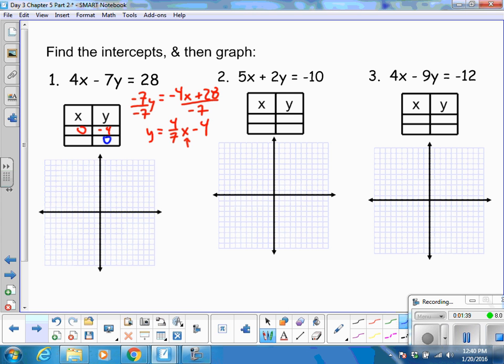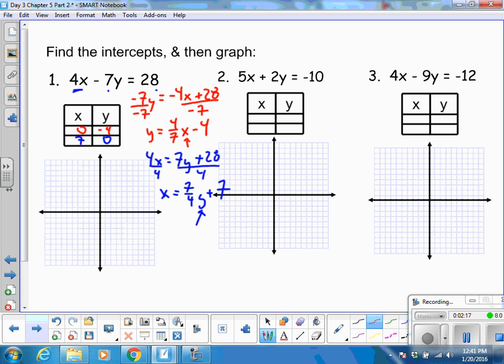I'm going to do the same thing with the x-intercept. I'm going to solve for x. So I'm going to add 7y to both sides. I end up with 4x equals 7y plus 28. Divide both sides by 4. I end up with x equals 7/4 y plus 7. Now these slopes are a little bit crazy, but it doesn't matter because I'm ultimately looking for the x-intercept and the y-intercept. So when y is 0 in this situation, I'm left with x equaling 7.